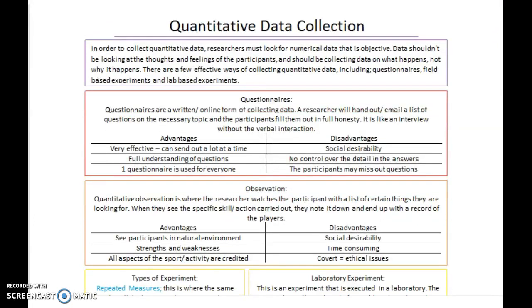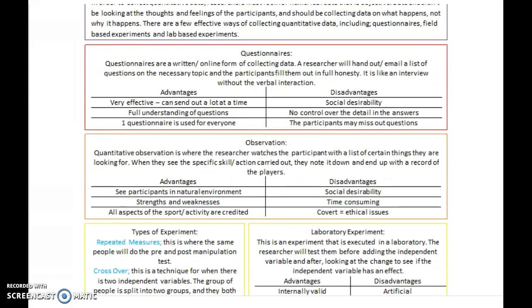Quantitative data. So this is more numerical data that is objective. You shouldn't be looking at thoughts and feelings. It's just looking at what happens rather than why it happens or how it happens. It's just objective data. It's conducted in a few ways: questionnaires, observation, and experiments.